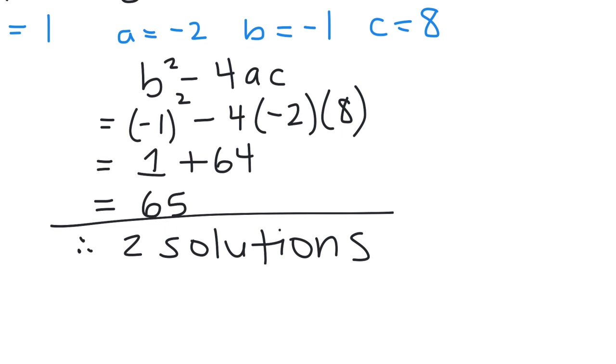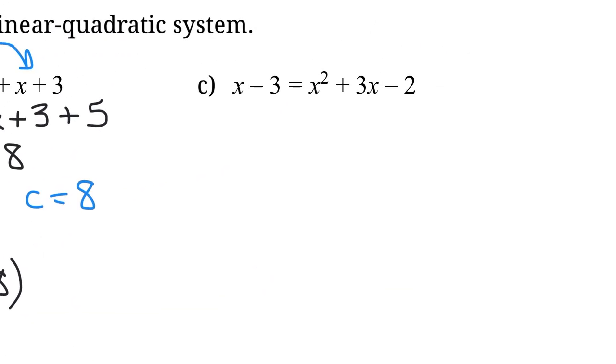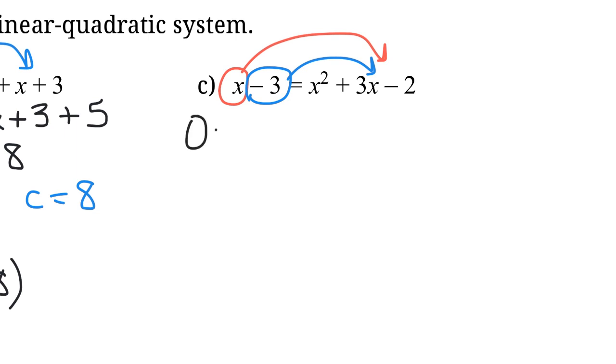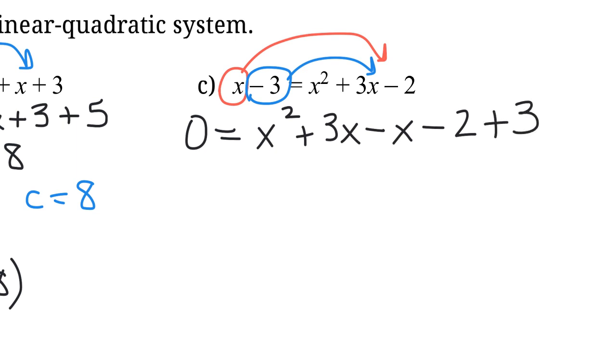Okay, question C, same idea. So I'm going to start by moving over this x to the right-hand side, and I'm going to move over this -3 to the right-hand side. So if I move everything over, that's going to leave me with 0 equals x squared plus 3x, take away x, take away 2, plus 3. If I simplify and collect like terms, that's going to leave me with x squared plus 2x plus 1.